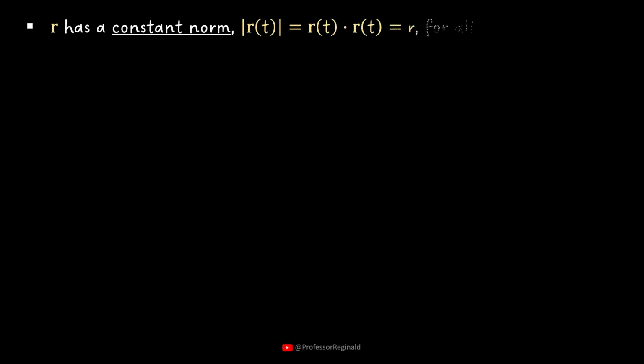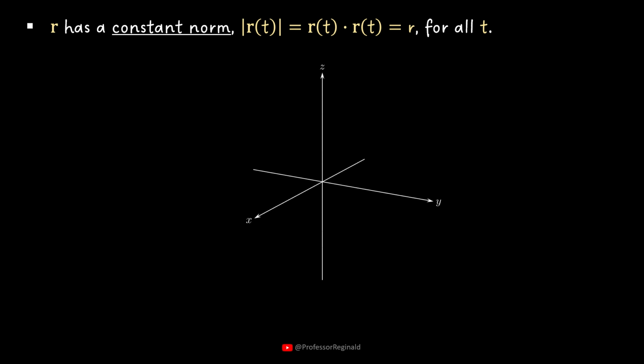Consider a vector-valued function that has a constant norm for all values of the parameter. This means that the space curve lies entirely on the surface of a sphere, which is a surface that consists of all points that have equal distances from the center. Please refer to the following 3D space. Consider a space curve that lies on the surface of a sphere.